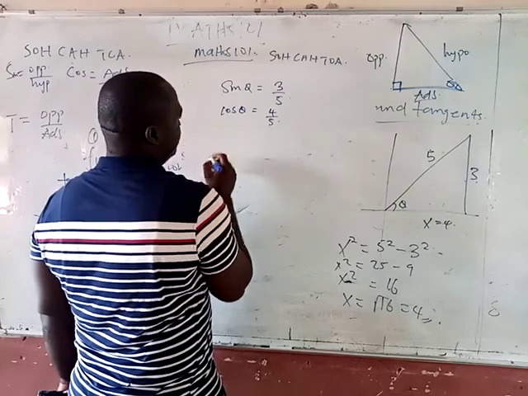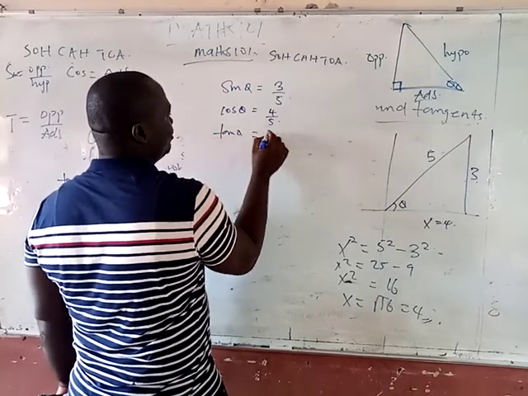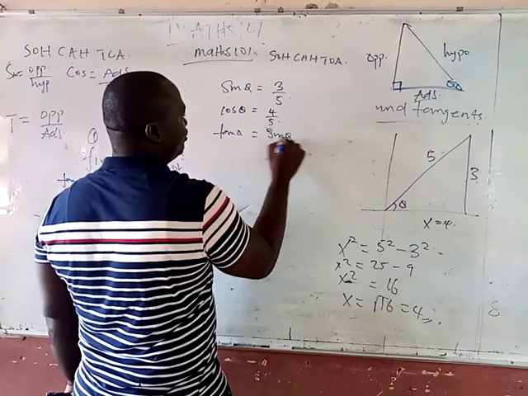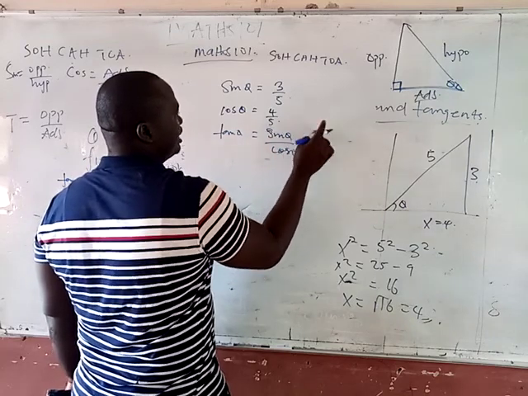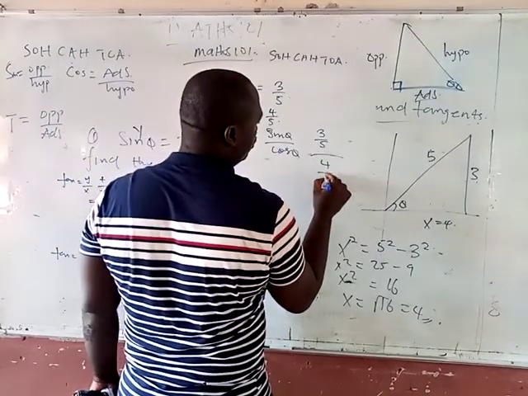5. Right? Then, if you have it, can you get your tan theta? Yes, of course. Tan theta is sine of theta all over cos theta. Sin theta is 3 all over 5, and cos theta is 4 all over 5.